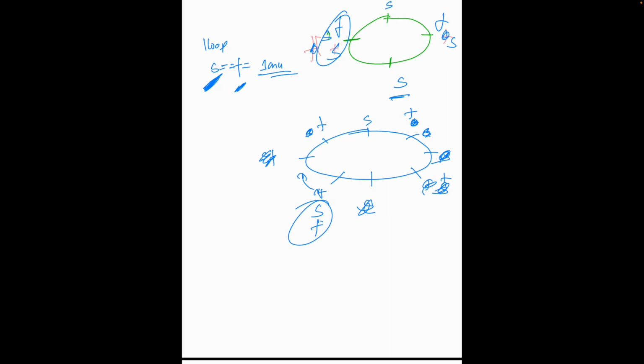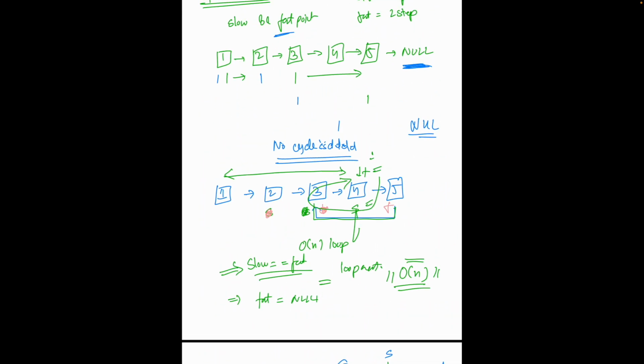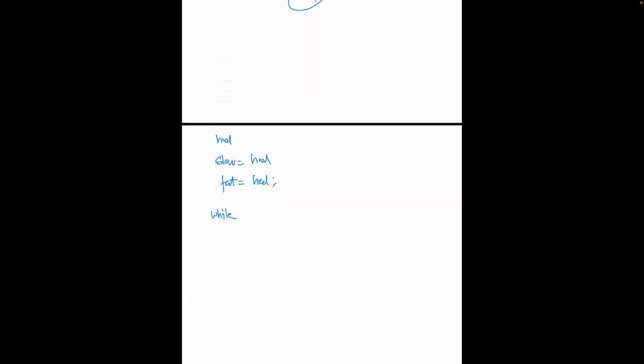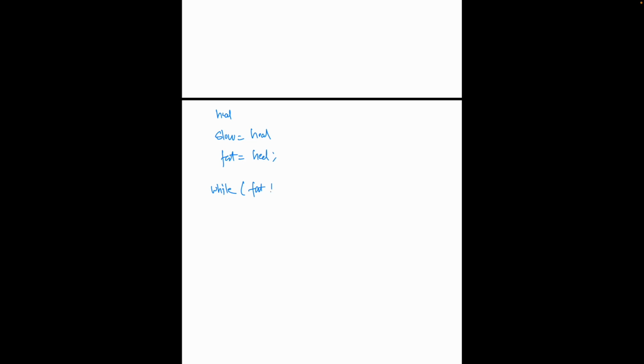And let's code it out. Let me write the pseudocode for it. Let's say head is the pointer. So we can say slow equals head, fast equals head. Now this is the loop's condition. Basically, fast is the one pointer that's determining if the list exists or not. If fast exists and fast next exists, that means the list is still going on. So let's say fast is not equal to null.